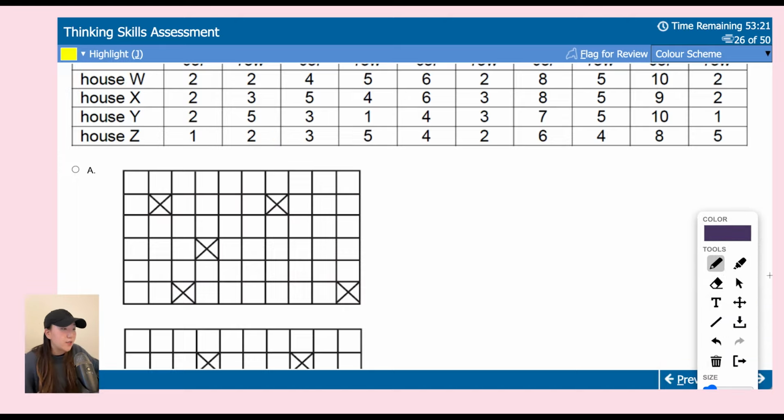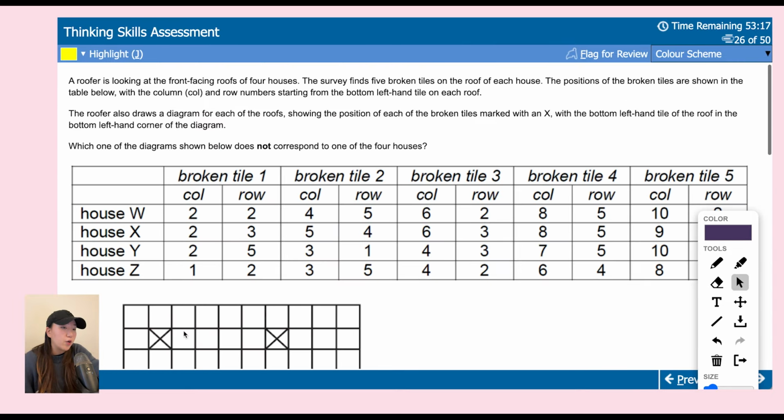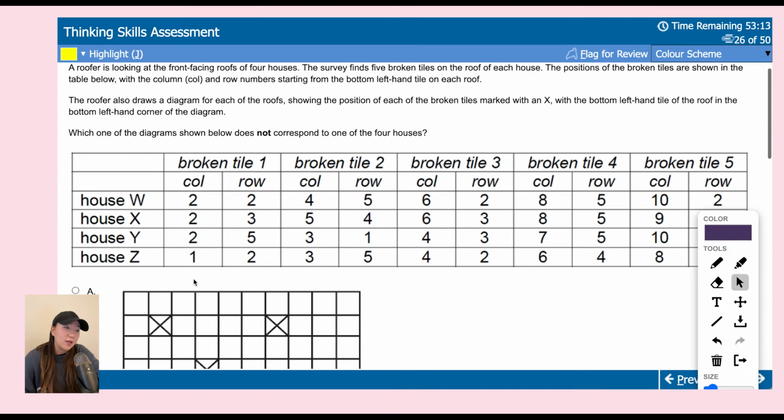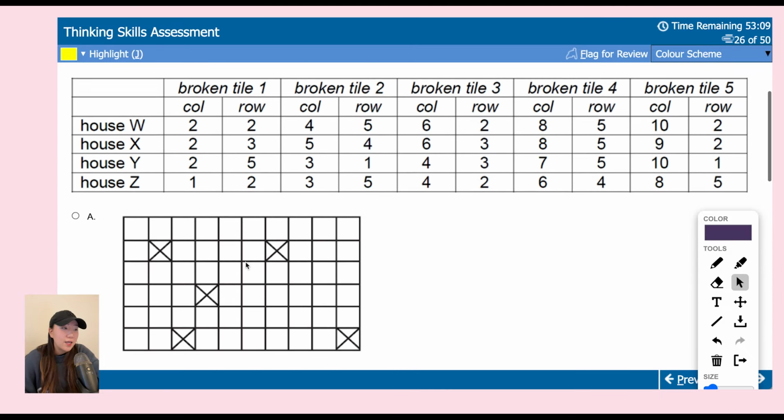I guess the only thing to decide is really, are you going to look at this and try and match it to the diagram, or are you going to go through the diagram in order? I would say going through the diagram in order is going to be quicker, because you don't have to keep scrolling up and down and knocking them out. So let's just have a look at this one first.